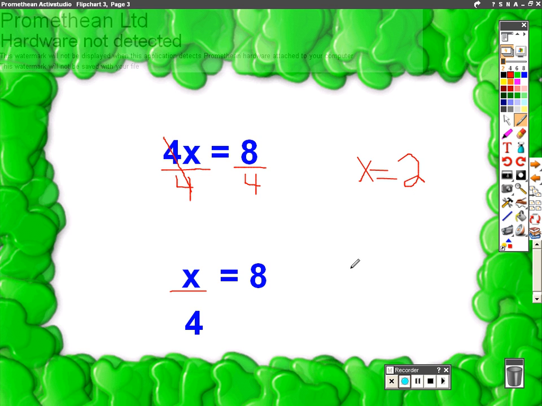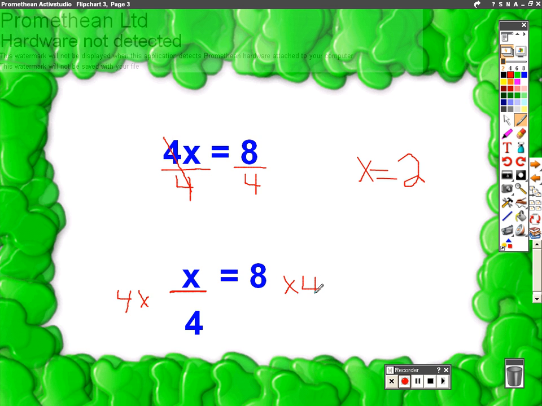Now I have x over 4. I have a fraction. And if you remember, the fraction bar is just division. And the opposite of dividing by 4 is multiplying by 4. What I do to one side, I must do to the other.